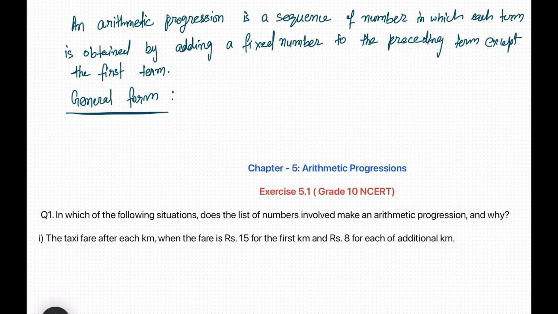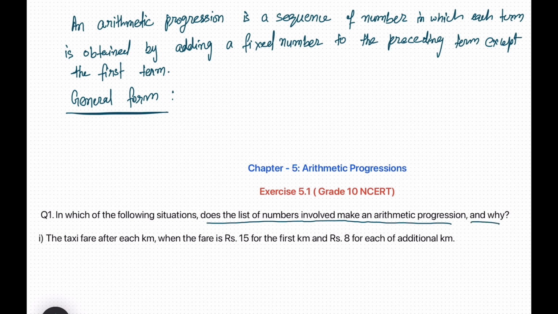Chapter 5, Arithmetic Progression, exercise 5.1, question number 1. In this question we have to find in which of the following situations does the list of numbers involved make an arithmetic progression and why. Okay, so we have to find out.